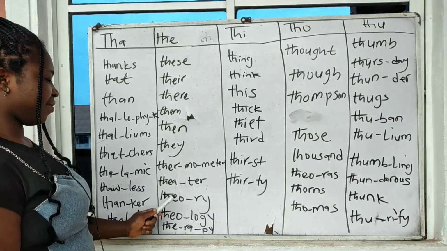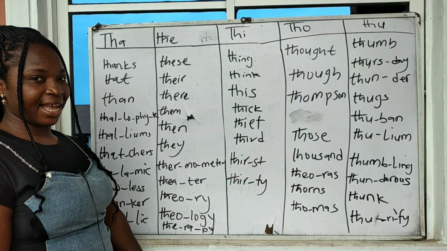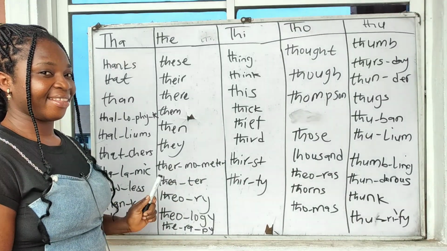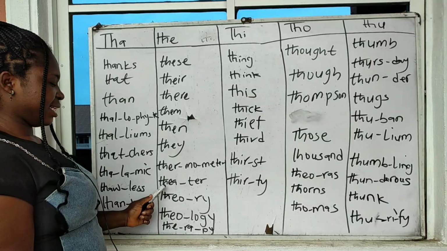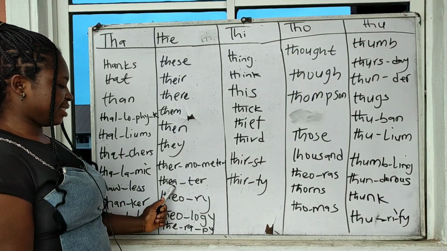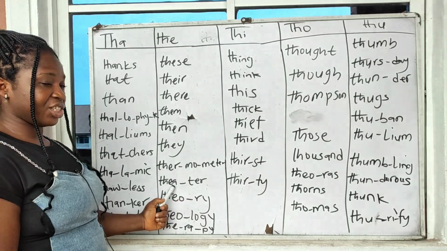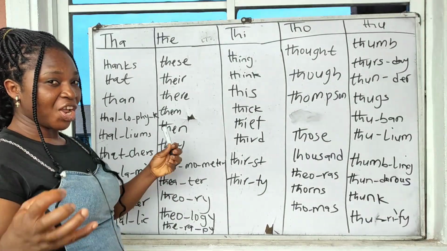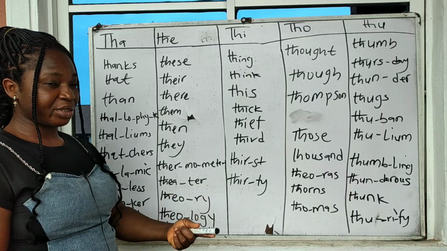And now I have thermometer. It is sounding te, and not de. Okay, I have theater. It is sounding a bit longer in pronunciation here because of the EA coming together. We are yet to talk about this sound, but we'll do that in subsequent videos.